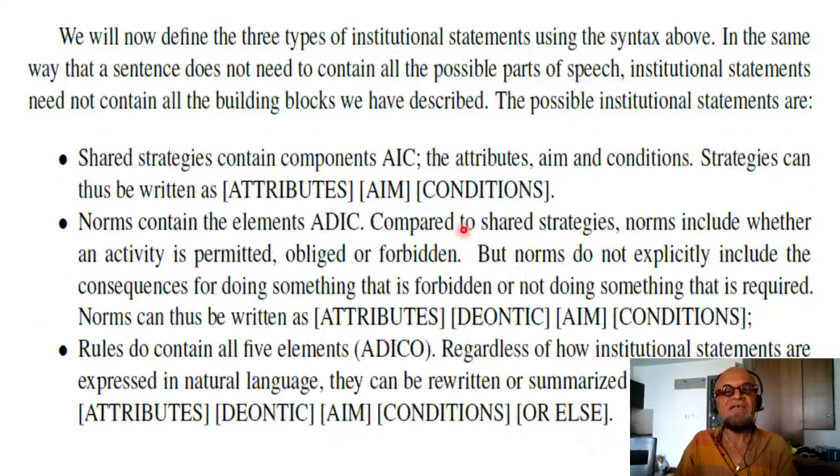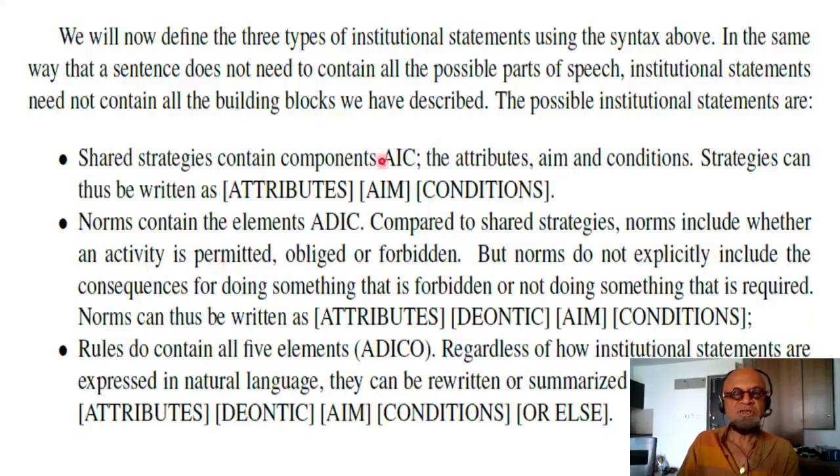Okay, we will now define the three types of institutional statements using the syntax above. In the same way that a sentence does not need to contain all the possible parts of speech, institutional statements need not contain all the building blocks we have described. The possible institutional statements are: shared strategies contain components AIC, so attribute, aim, and conditions. Strategies can be written as attributes, aim, conditions. So you get various combinations.